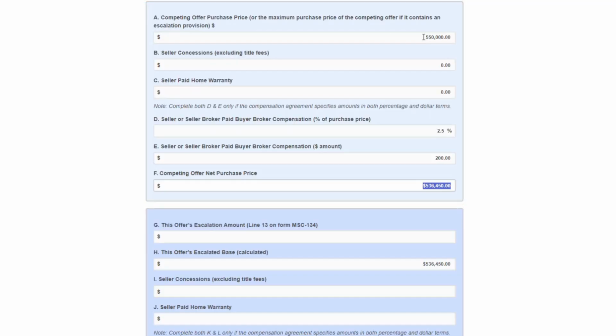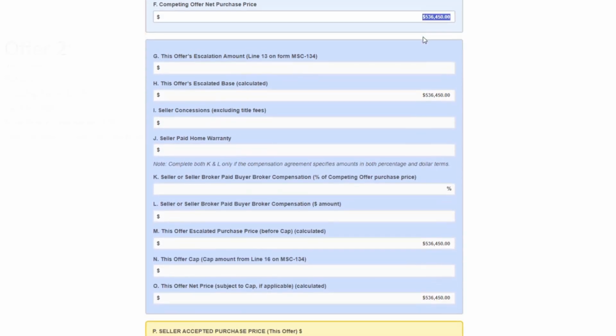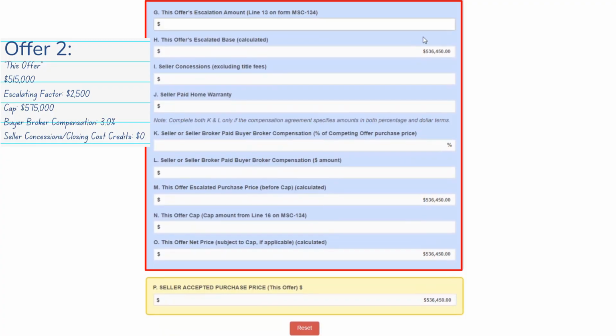The main difference in this example is the compensation amounts being offered. Make sure to enter the extra dollar amount of compensation into box E for the competing offer in this example. Outcome: even with more compensation being offered to the buyer broker, offer 2 still nets the seller more on line O than offer 1 would. You can test that on your own using the example 2 figures and reversing them on the calculator.